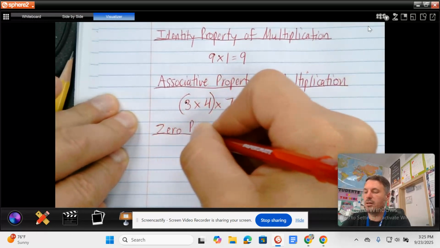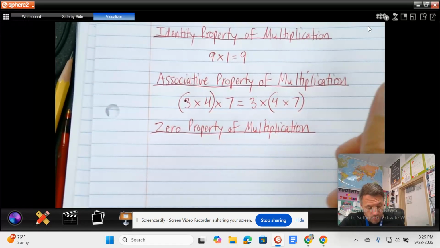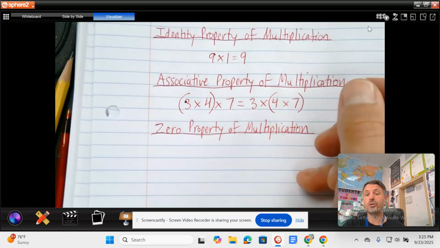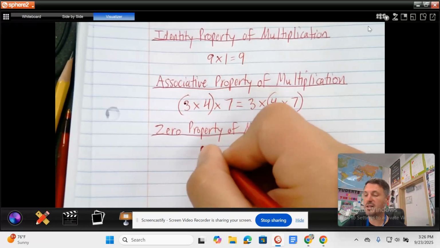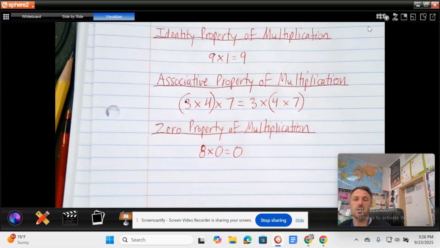And this one, it's very simple. It just means when any number is multiplied by 0, the product is 0. So basically anything times 0 equals 0. So here's a simple example. 8 times 0 equals 0. That's the zero property of multiplication. That's a pretty simple one.